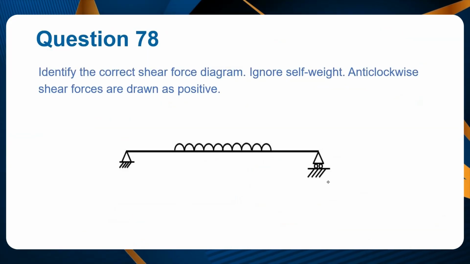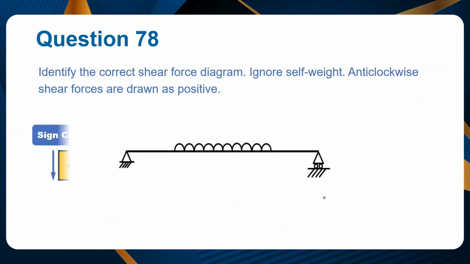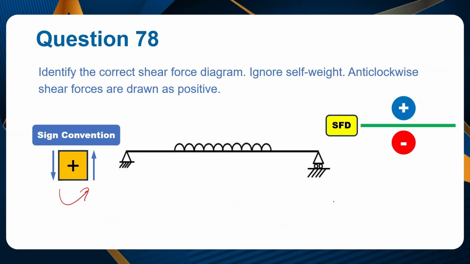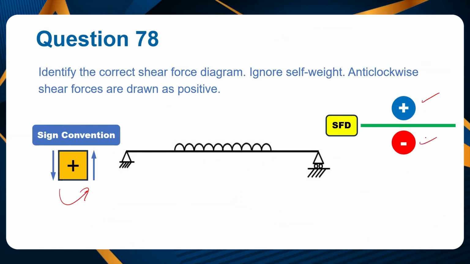We have to identify the correct shear force diagram. Ignoring self-weight, anti-clockwise shear forces are drawn as positive. This is a sign convention which I will use here, and this is how I'm going to draw it on the baseline: positive upwards and negative downwards.